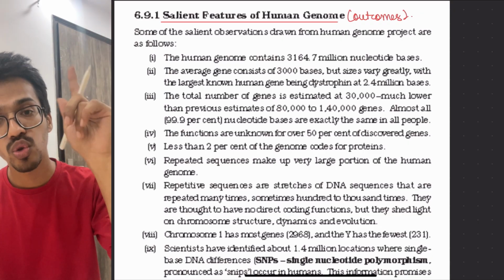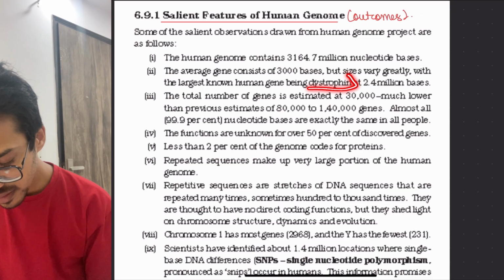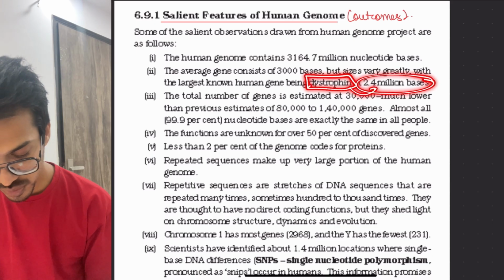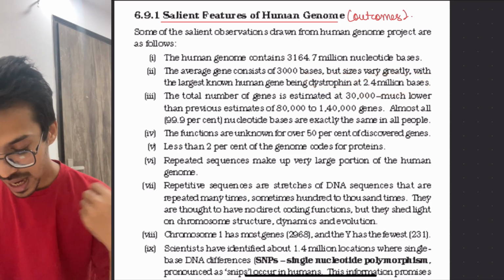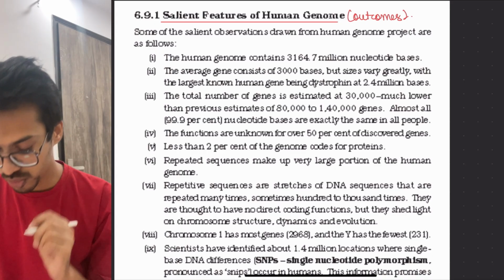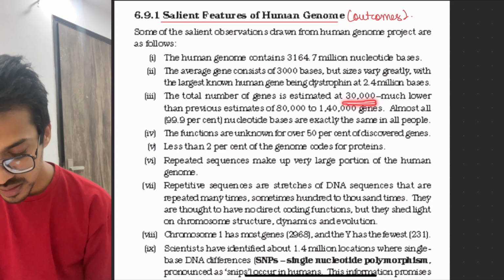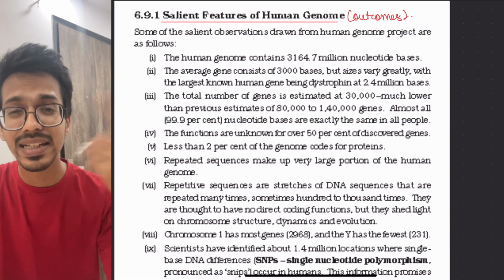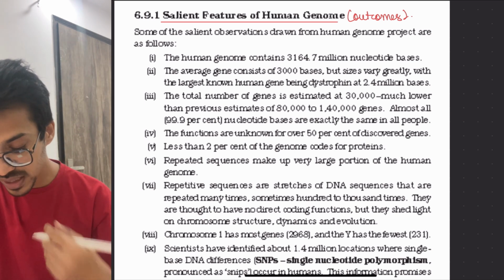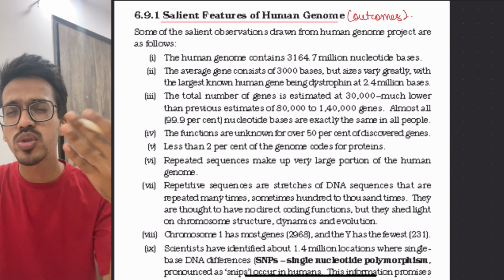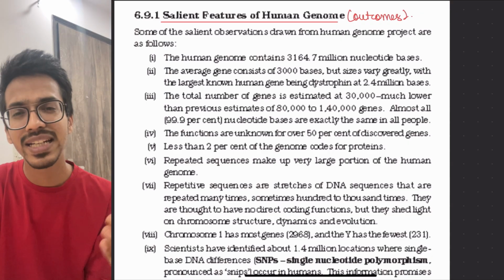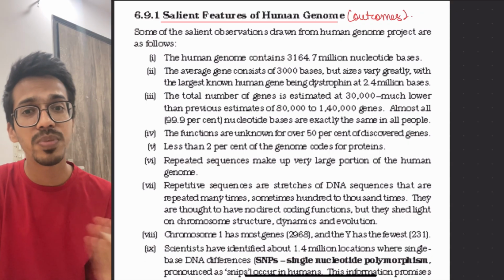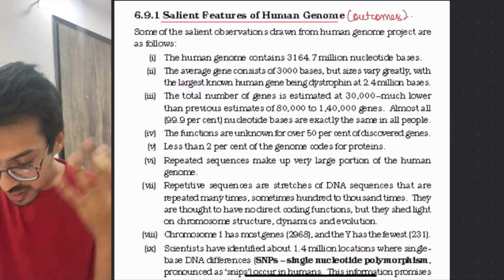The biggest gene is present on chromosome number 1, dystrophin, the largest one containing 2.4 million bases, and the smallest is present on the Y chromosome. The total number of genes is estimated at 30,000, which is much lower than what was earlier thought, 80,000 or 1,40,000 genes. It turns out that most of them are similar in all of us: 99.9% is similar, and only 0.1% difference is making all the difference.